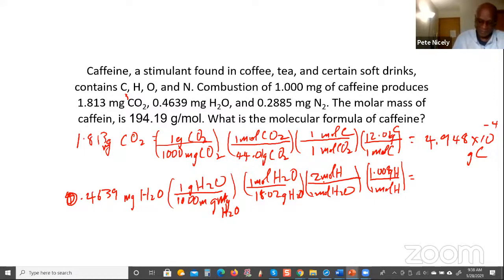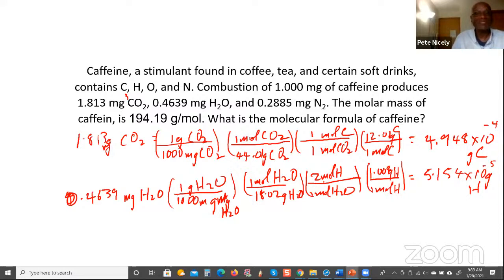0.4639 divided by 1,000 divided by 18.02 times 2 times 1.008. All right. And according to my calculations, this works out to give, let me see here, 5.154 times 10 to the minus 5 grams of hydrogen.